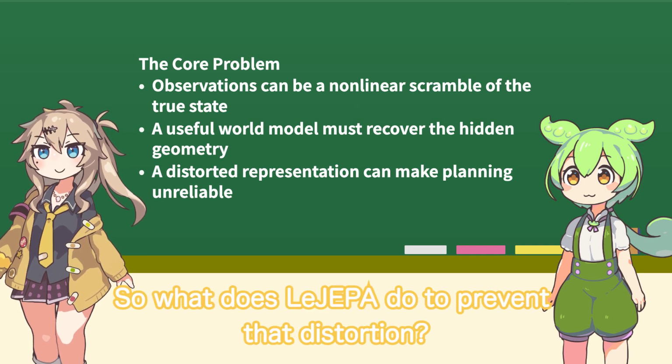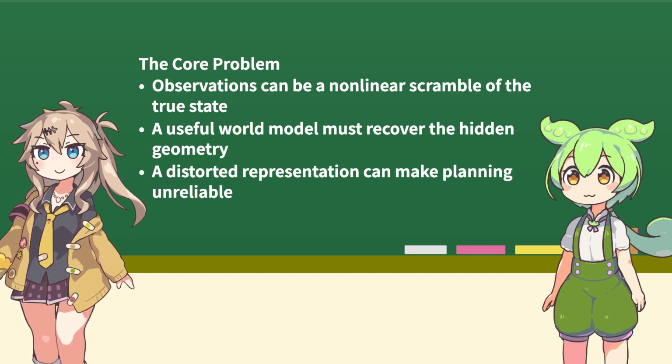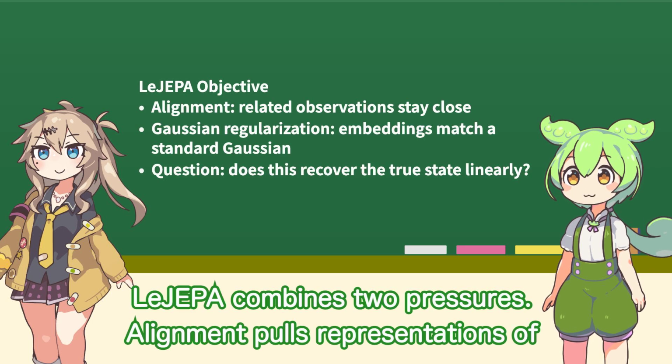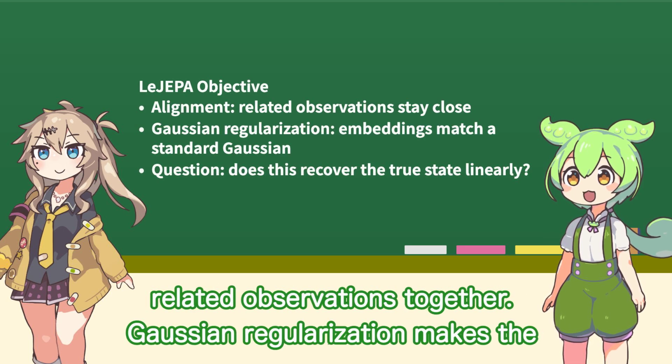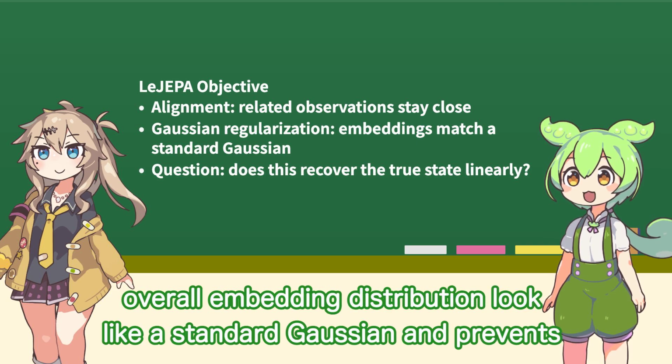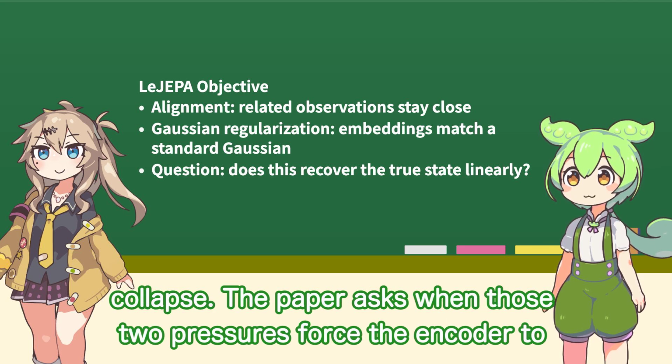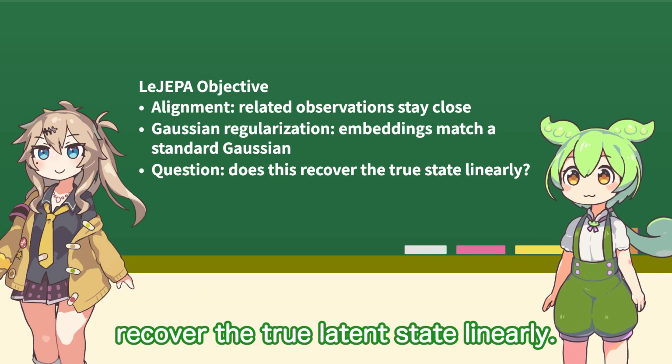So what does LeJEPA do to prevent that distortion? LeJEPA combines two pressures. Alignment pulls representations of related observations together. Gaussian regularization makes the overall embedding distribution look like a standard Gaussian and prevents collapse. The paper asks when those two pressures force the encoder to recover the true latent state linearly.